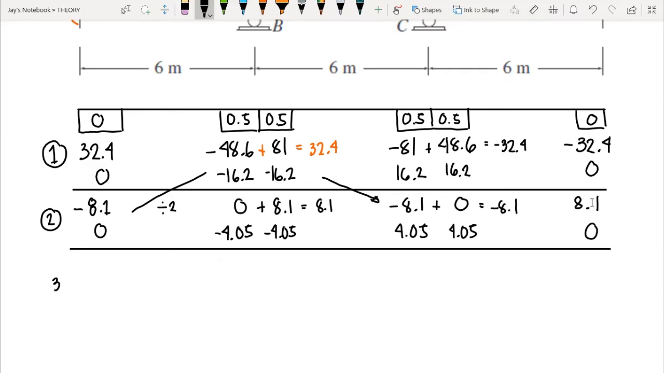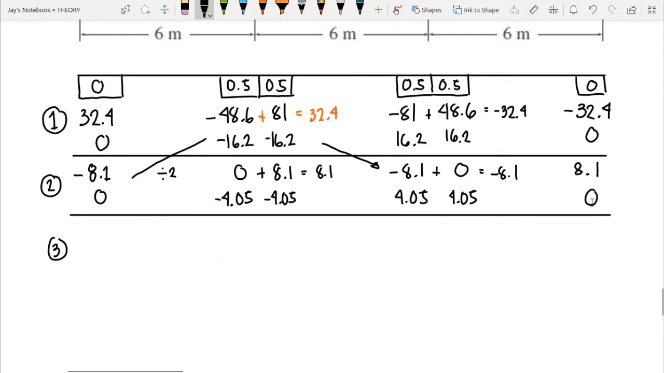Now for our third cycle, same procedure. We carry over the moment. So we have negative 2.025. Here we have a 0. We have 2.025 here. We have negative 2.025 on the side of CB. We have here 0, and we have here positive 2.025.